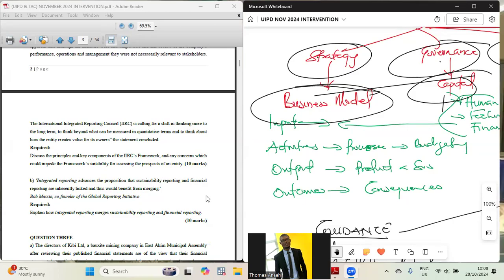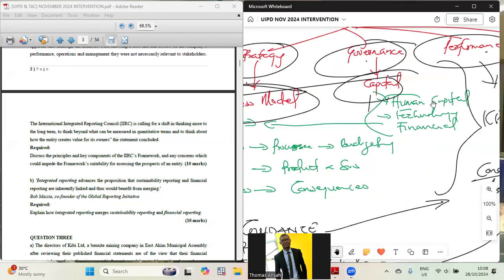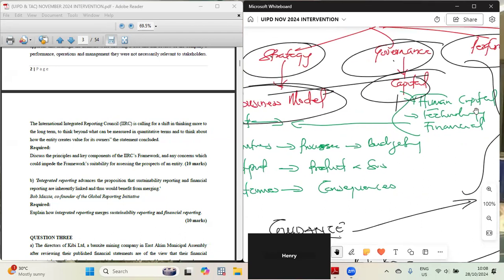So I would say that integrated reporting connects financial data with environmental, social, and governance factors, which shows how sustainability initiatives impact financial results and vice versa. Yes, it does. And we even talked about the capitals under integrated reporting. The capitals, and we made mention of the capitals being your ESG, social is part, human is part, technology, and all those things.